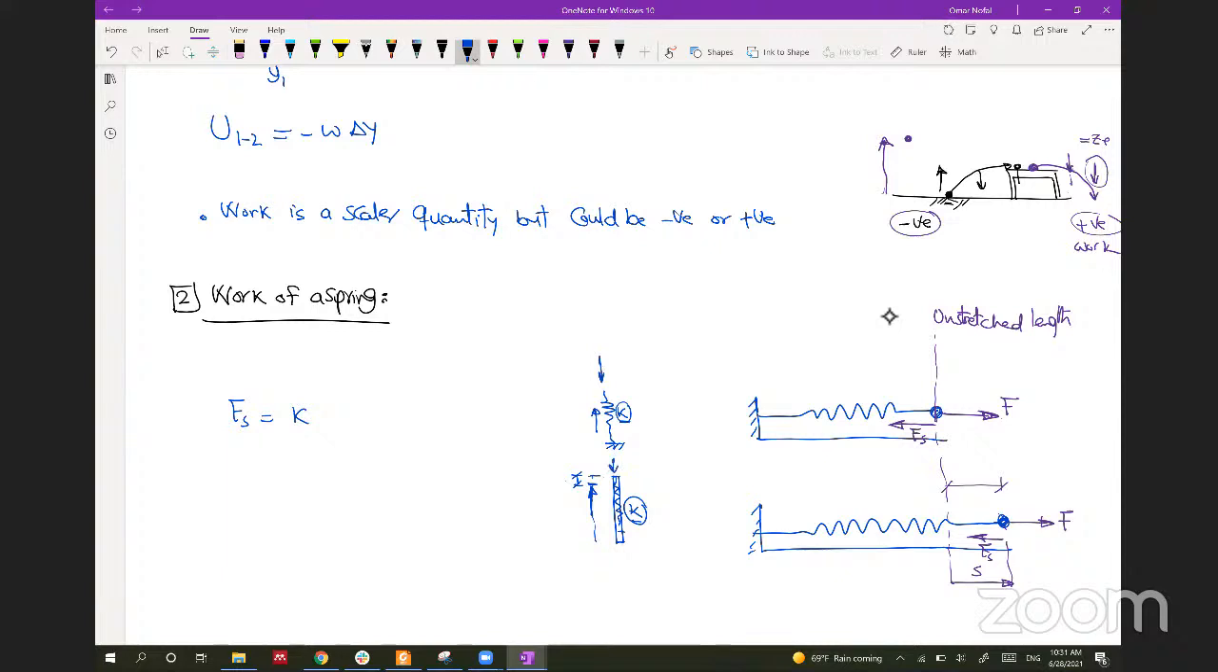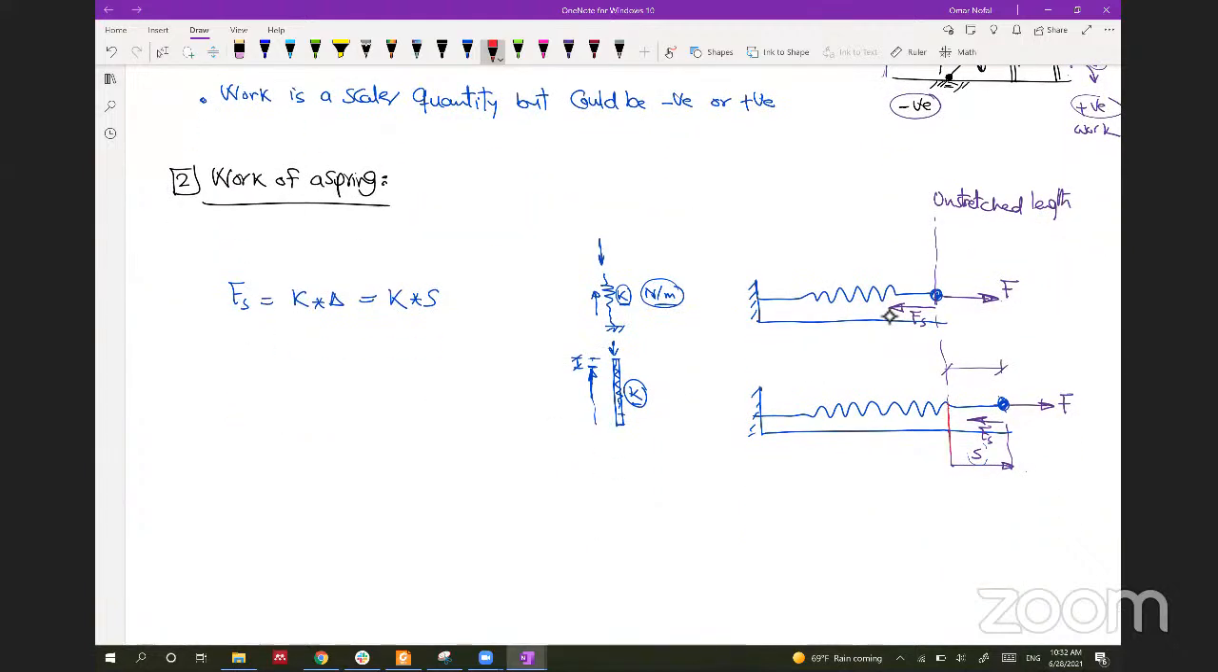So K is the stiffness of the spring, and it has units of Newton per meter, and K is multiplied by delta. But right now our delta is S, because we are measuring S from the unstretched length. So it will be K multiplied by S. As S increases from the unstretched length, the amount of force resisted by the spring increases. So right now let's take a very small piece here, like this part, ds, and let's assume that the spring moved from S1, the unstretched length, up to S2.